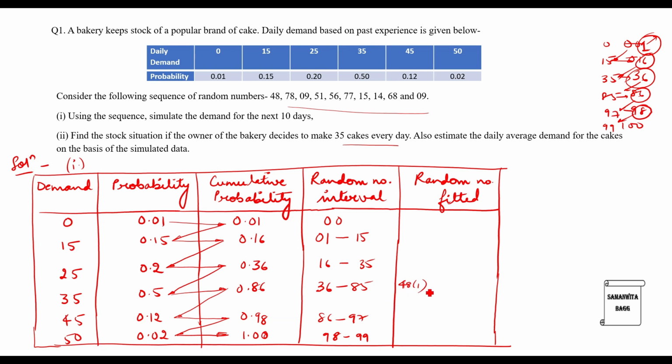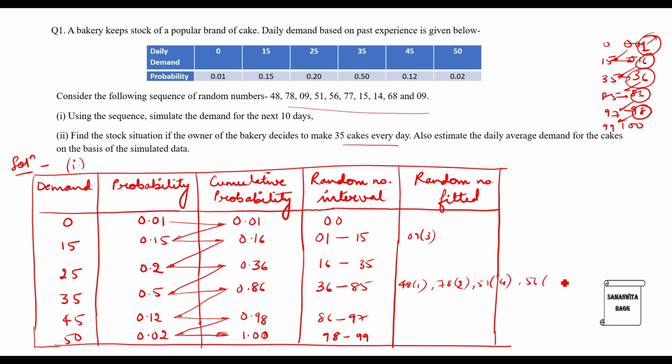Next is 78. 78 also falls here. So 78 and 2. Next is 9. 9 will fall in this zone. So 9, and this is the third one. Then 51 will fall in this zone. So it is 51, and this is the fourth number.